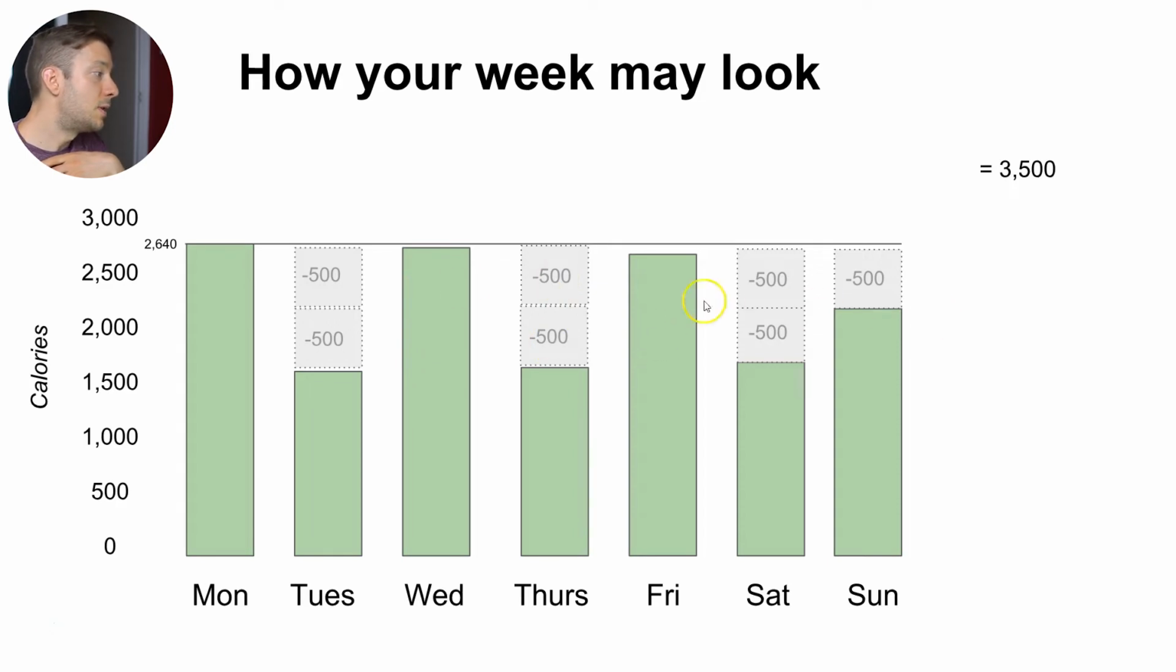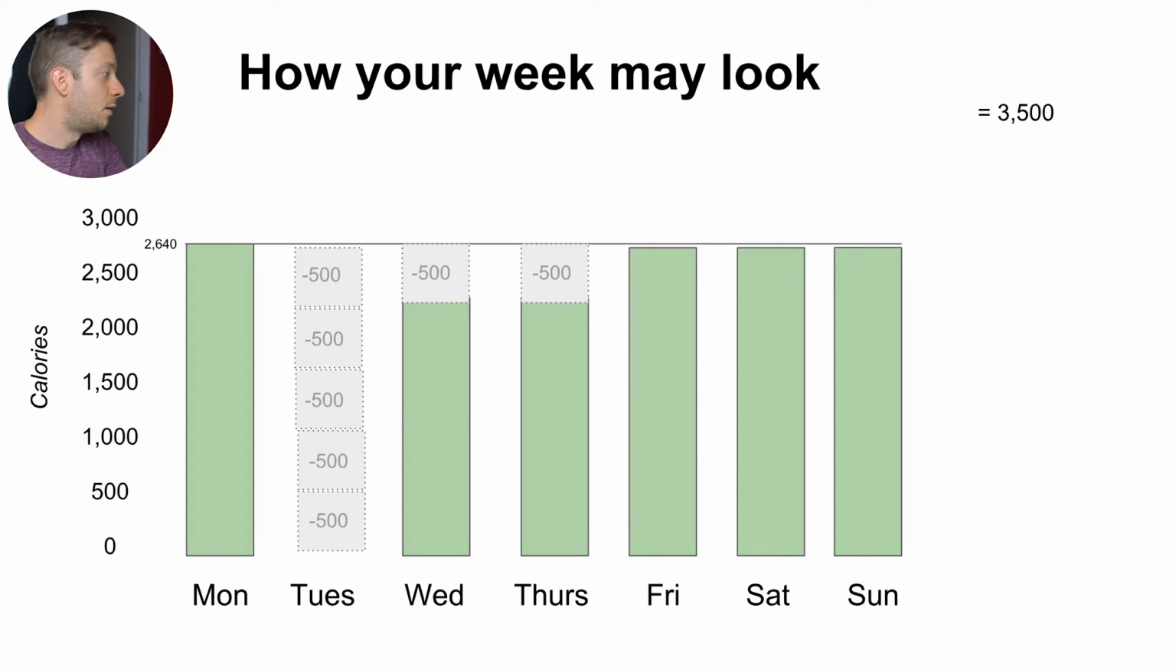throughout the week. So it doesn't matter where these deficits are put, as long as they equal 3,500 at the end of the week. So as long as they equal 3,500, you could put them anywhere. So that's an example where you eat one day on, one day off. The next one is a fasting example.